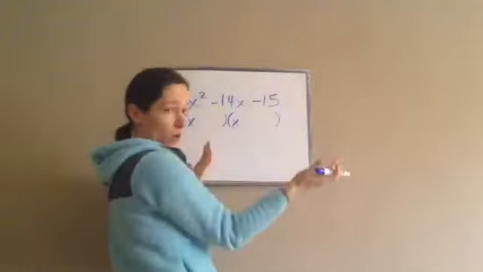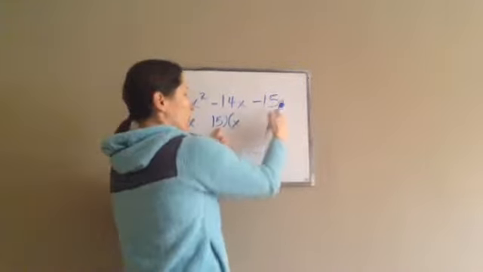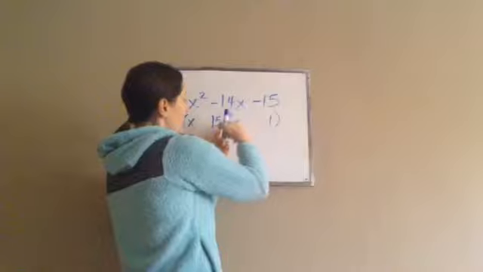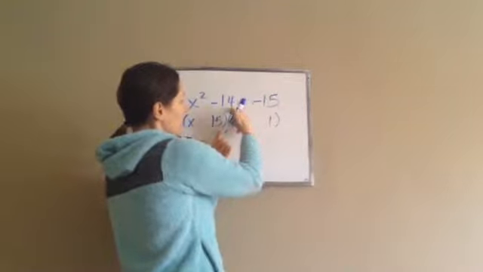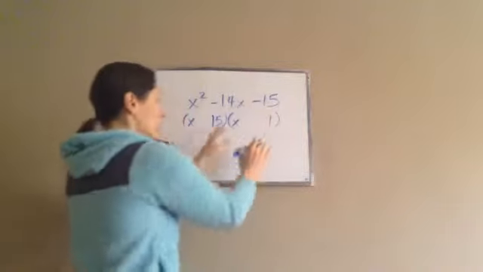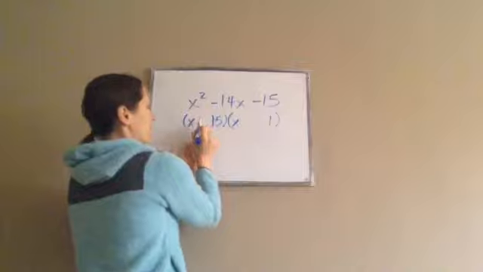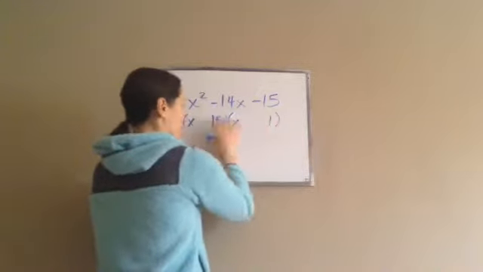We have to think of 2 more numbers. Well, 15 and 1 are numbers where 15 times 1 would equal 15. Would 15 plus 1 give me 14? No, but would 15 minus 1 give me 14? Yes. Okay, so we've got the correct numbers. Now you have to decide, what am I going to put in the middle, a plus or a minus?